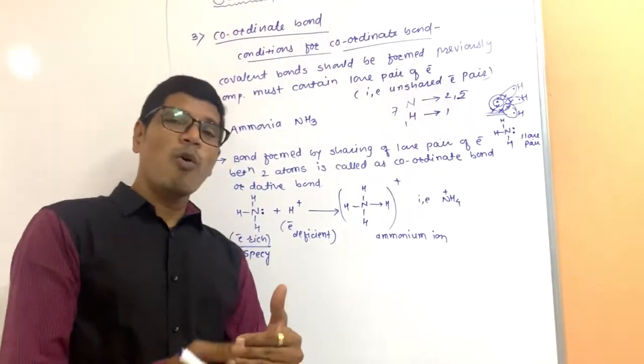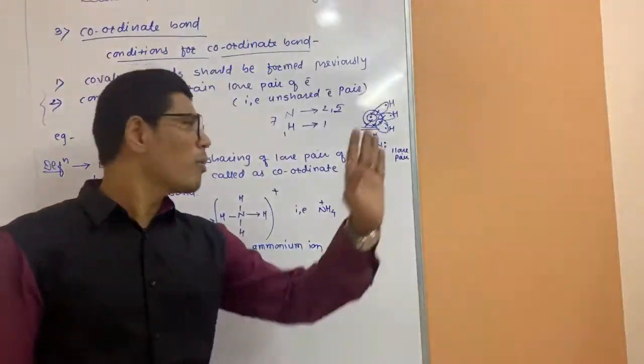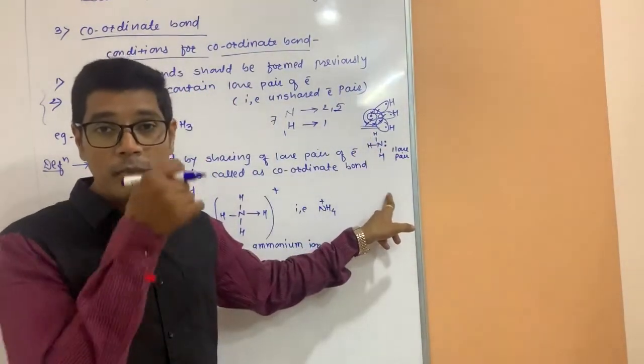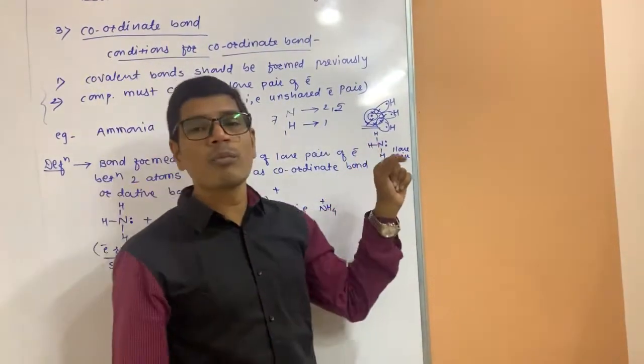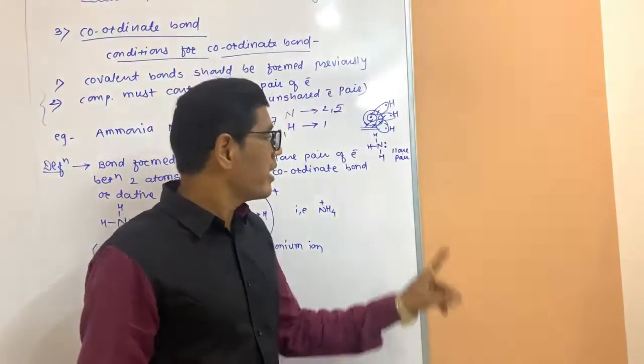अब आता है अपना कोऑर्डिनेट बॉन्ड. यहाँ तक कोऑर्डिनेट बॉन्ड का कोई रोल नहीं है. In formation of ammonia, there is only the role of covalent bonds. 3 covalent bonds are there. That means here covalent bonds are called bond pairs. So 1, 2, 3 bond pairs are there and 1 lone pair.